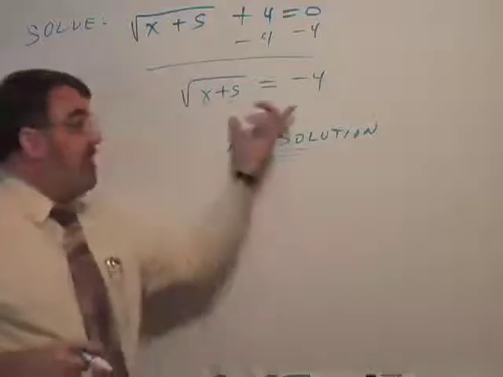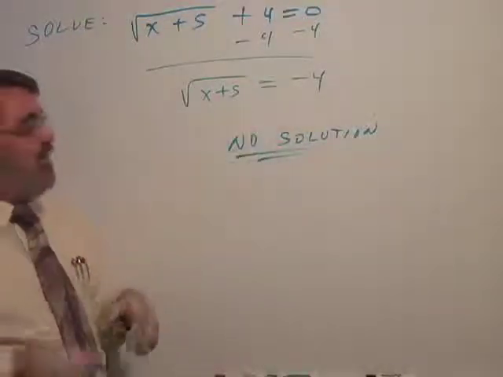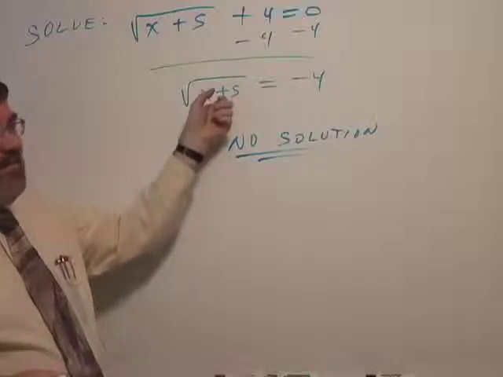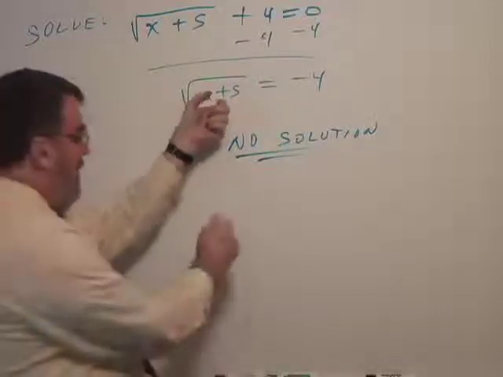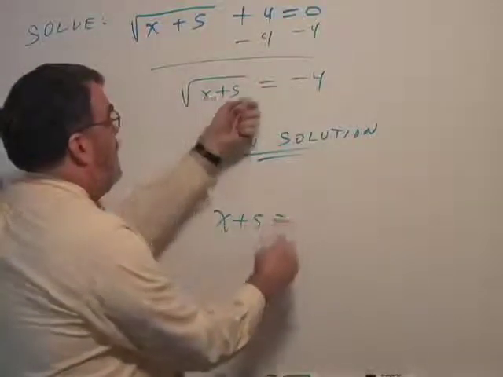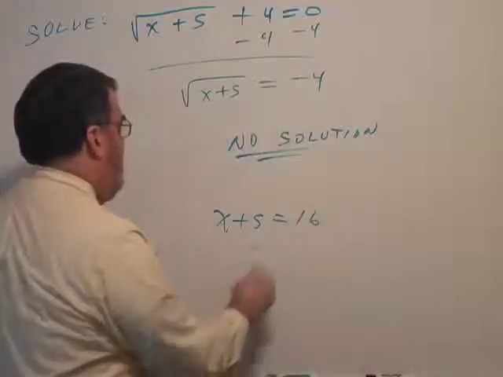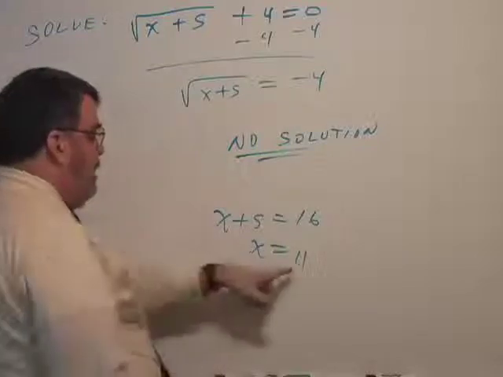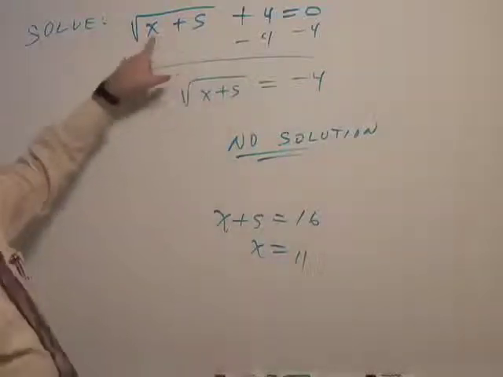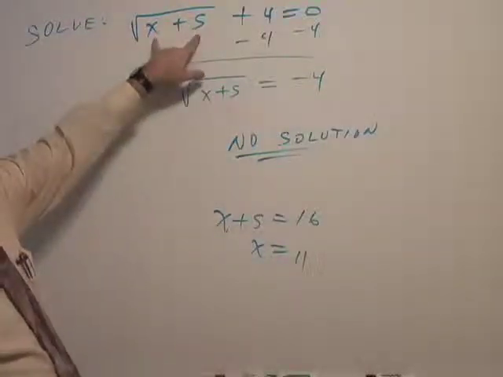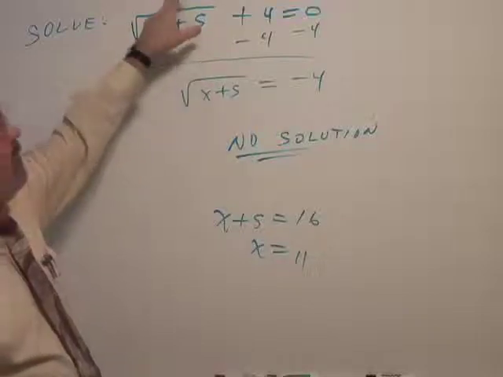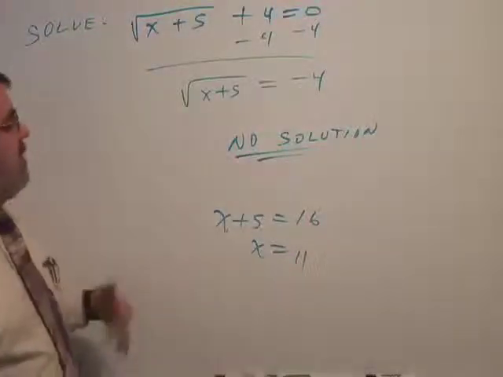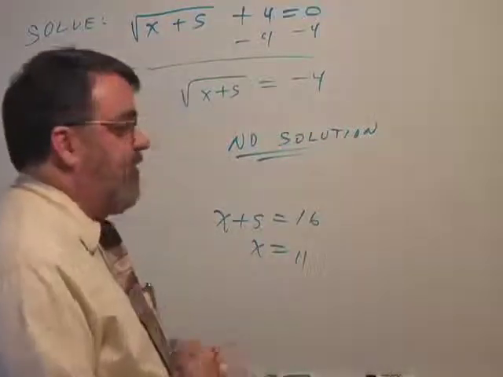We could continue to work on this problem by squaring both sides. If I squared both sides, I would get x plus 5 equals positive 16. So x would be 11. But if you plug 11 up here, you're going to get 11 plus 5 is 16. The square root of 16 is 4. 4 plus 4 is not 0. So we get a false solution.